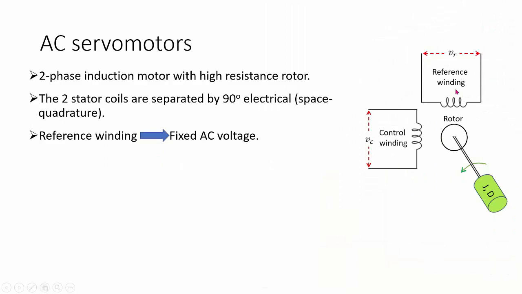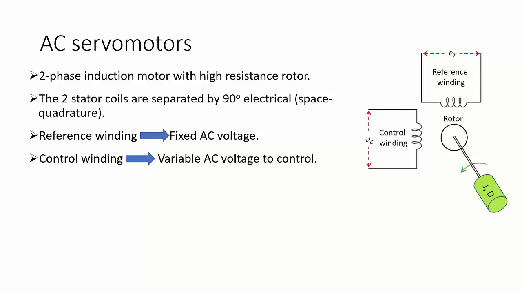The reference winding voltage is a fixed AC voltage. In case of DC servo motors, because DC motors operate with DC supply, you'll be having DC voltages provided as input. While in case of AC servo motors, you will always be providing AC supply to both the coils. So the reference winding will be provided with a fixed AC voltage. This will be alternating in nature, but will have fixed amplitude.